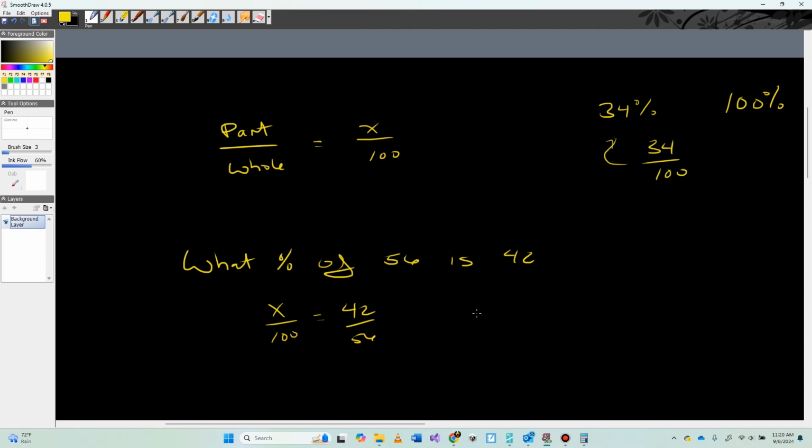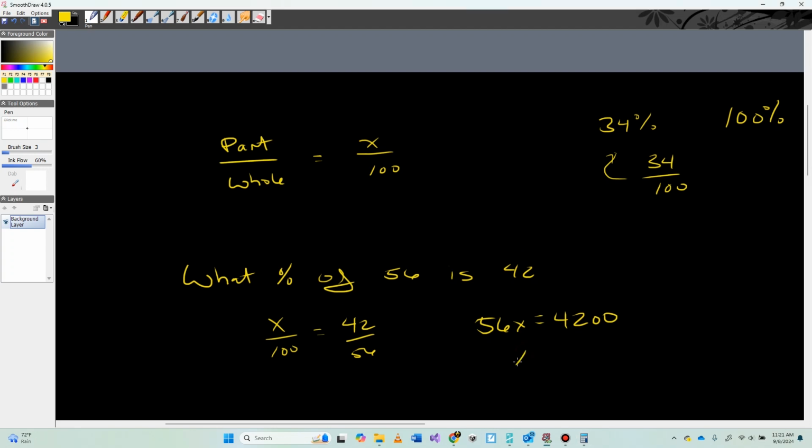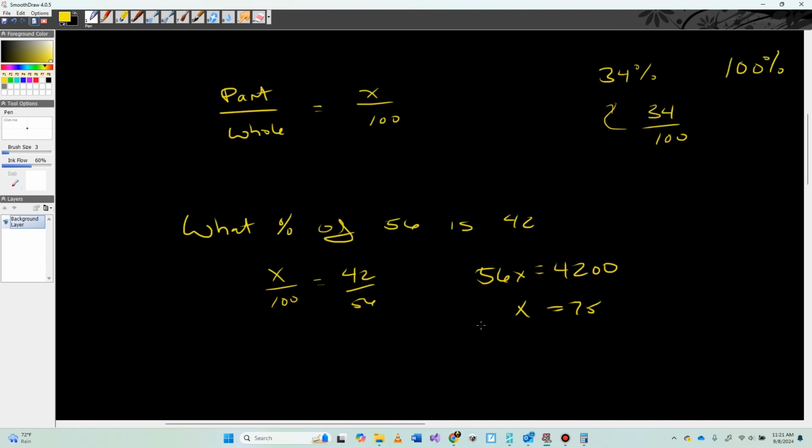And so we cross multiply. 56 times x is equal to 4200. And then we divide 4200 by 56, and that's going to be equal to 75. So the percentage here, x is equal to 75%. So that's what they're asking: what percent of 56 is 42?